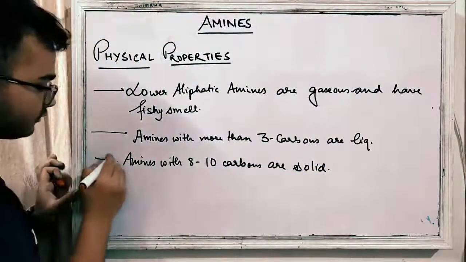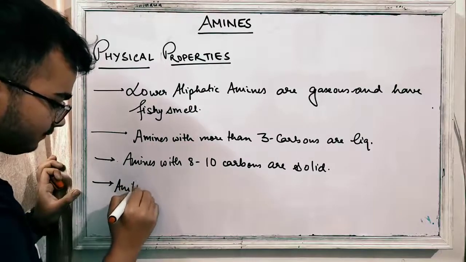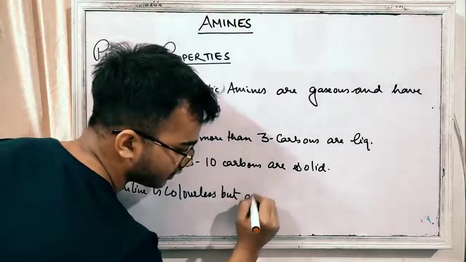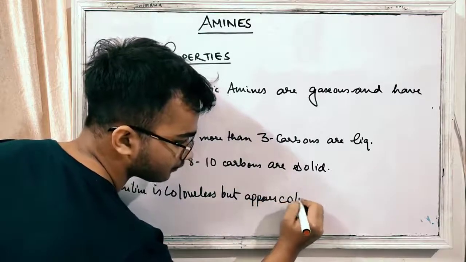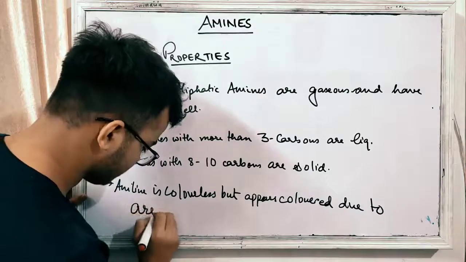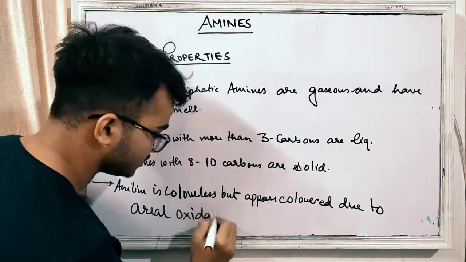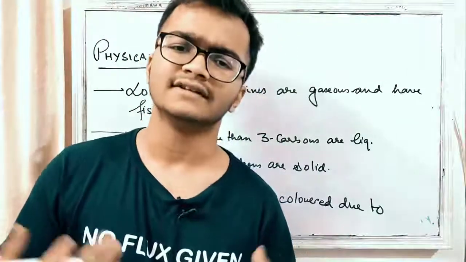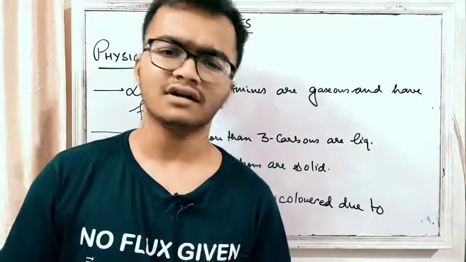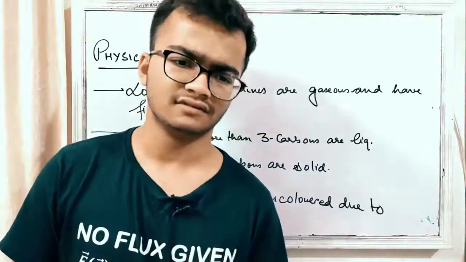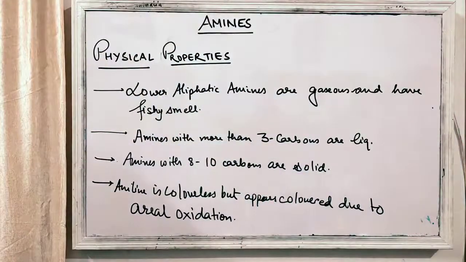Okay. Now here if you want to add an important point, you can write that aniline is colorless but appears colored due to aerial oxidation. Aerial oxidation means with the atmospheric oxygen present in the atmosphere, the aniline is getting oxidized, and so it is imparting a specific color. So this was about the physical properties. You can copy it. Now we will move on to the basicity and the solvation and rest. So let's copy it. Done.